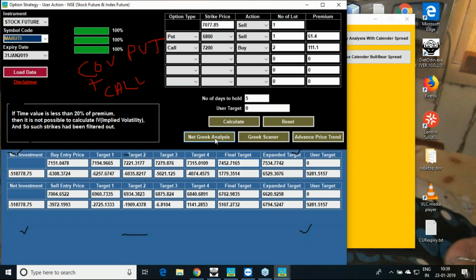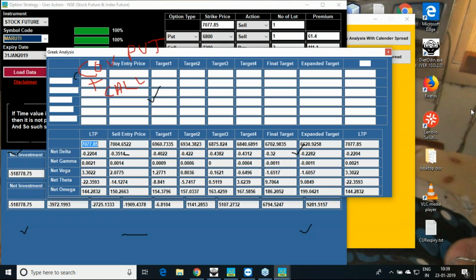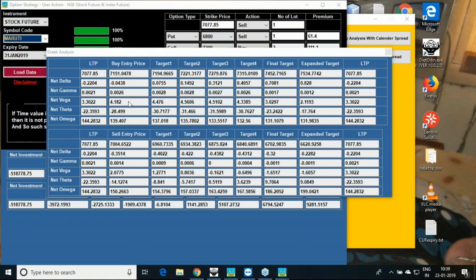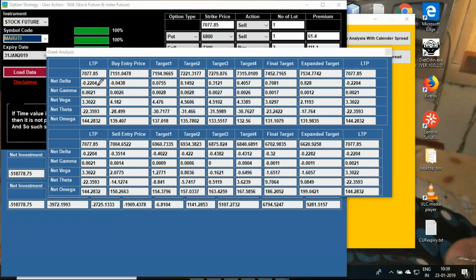The more important factor is that I need to see the Greeks. What are the Greeks of these options telling now? The net delta is 0.22 negative here, and once this delta moves towards the positive, I'm making profit. If this delta goes further negative, to a level of 0.4 or 0.3, I'll come out of the strategy at a small loss.